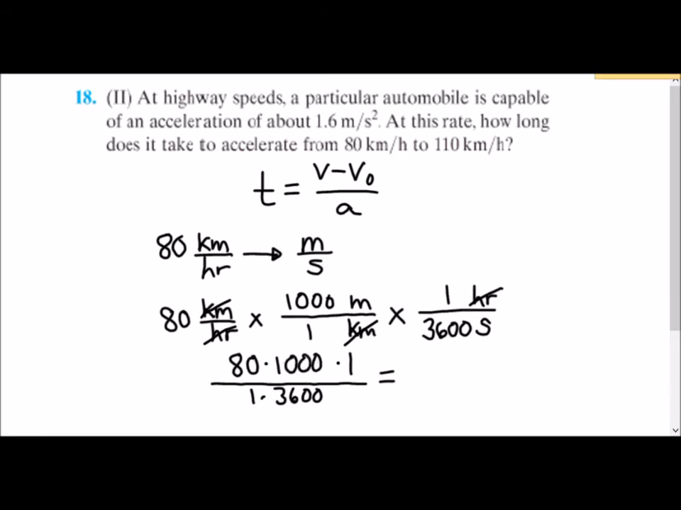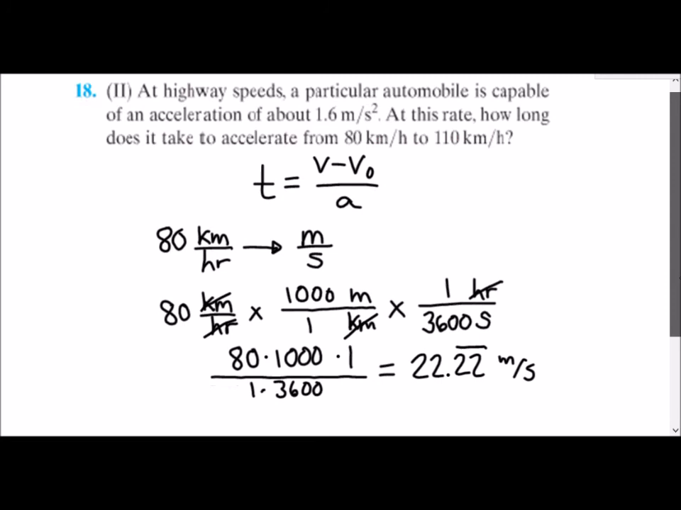I get 22.22 repeating meters per second. So what I just found is that a velocity of 80 kilometers per hour is the same as 22.22 meters per second. I just converted that.